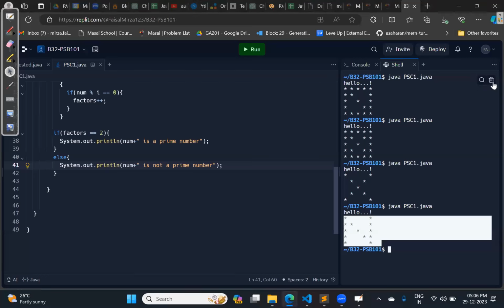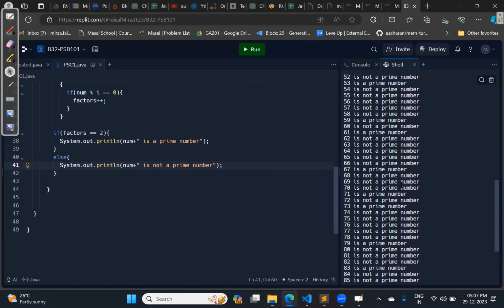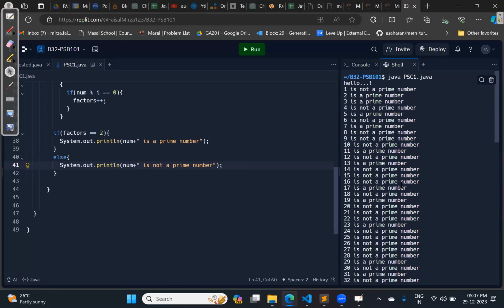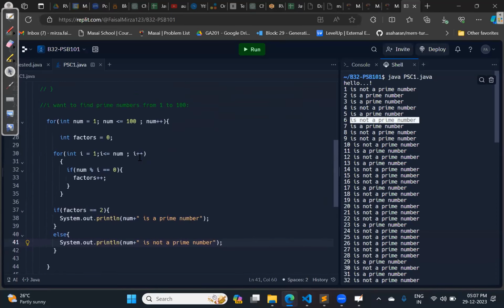Let me clear this first. Java PSC 1. What about 1? 1 is neither prime nor composite. 2 is a prime. 3 is again a prime. 4 is not a prime. 5 is a prime. 6 is not a prime number. Getting it, how I use the nested for loop to print all the prime numbers from 1 to 100?